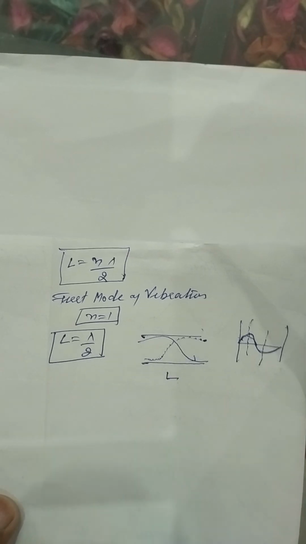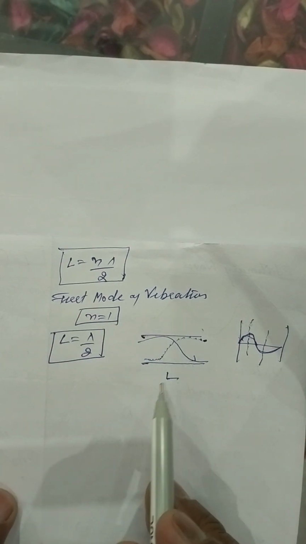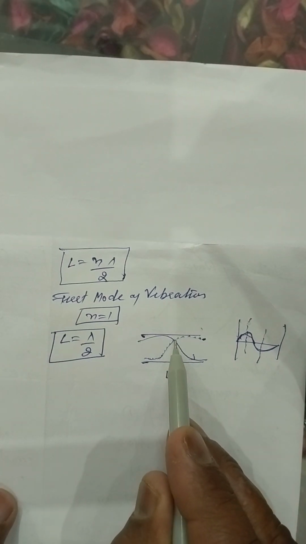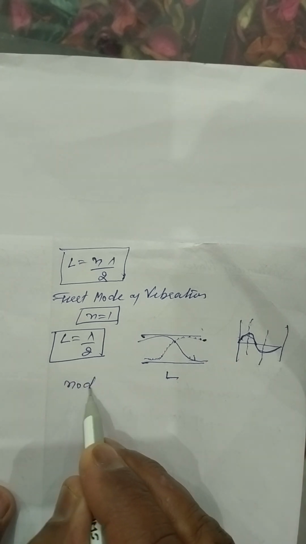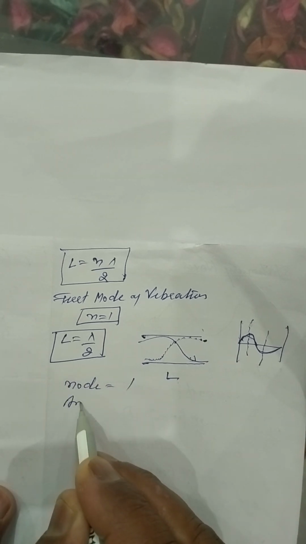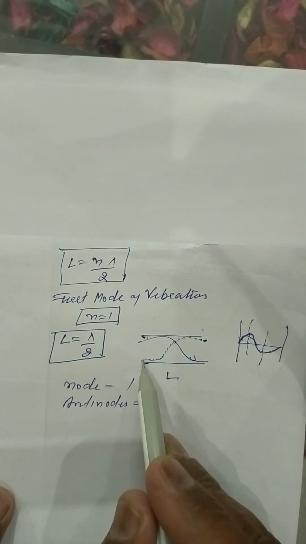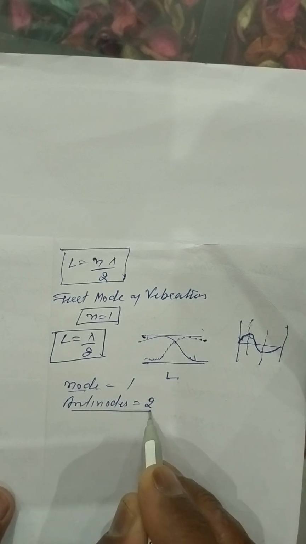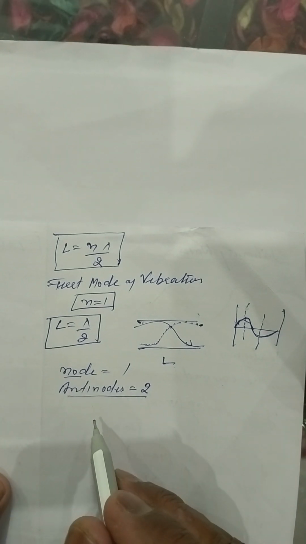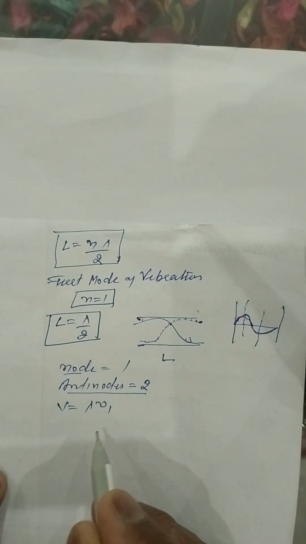So this is the first mode of vibration, and you are finding here that the node is 1 and antinodes are 2. Nodes is equal to 1 and antinodes are the region at which the displacement is maximum. So node is 1 and antinode is 2. So we will put the frequency: V is equal to lambda into nu 1.